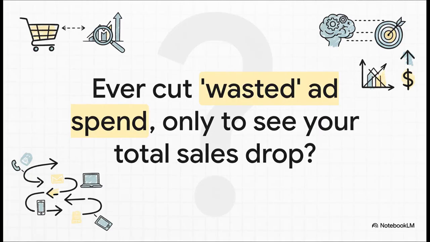Does this sound familiar? You go into your ad reports, you see a bunch of campaigns with zero sales. So you do the logical thing, right? You cut them to save money, only to watch in absolute horror as your total sales just mysteriously drop. It's a classic, painful scenario, and it's all because of how Amazon has traditionally tracked sales.